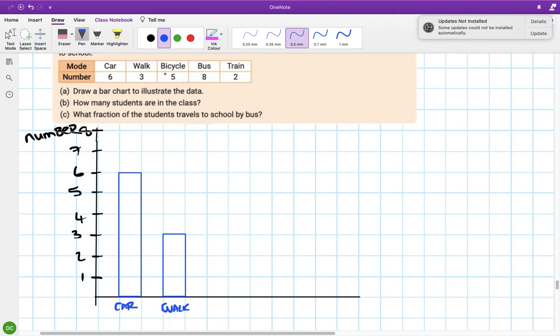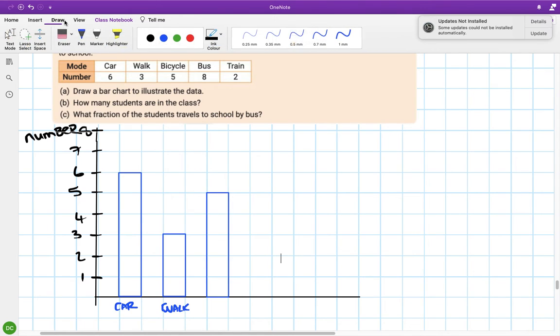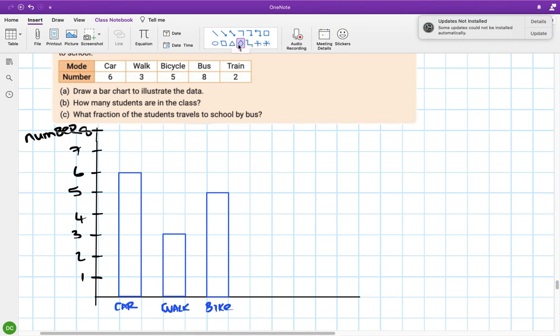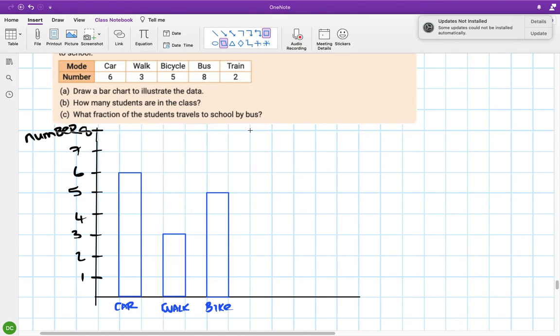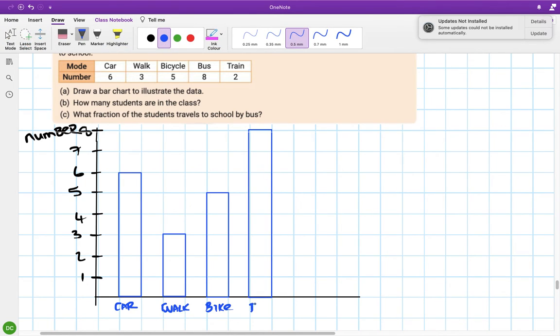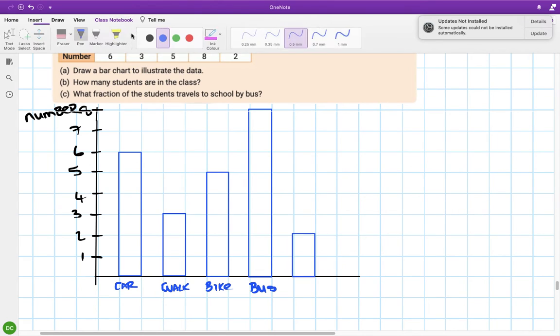Okay? So next is a bicycle, and that goes up to 5, which is here. I'll just go bike because it's shorter. Bus is our 8. So again, same with bar, same with gap, and just put in your description. And then the last one is train. There's 2 of them. Oh, that's a little high, but you know what I mean.